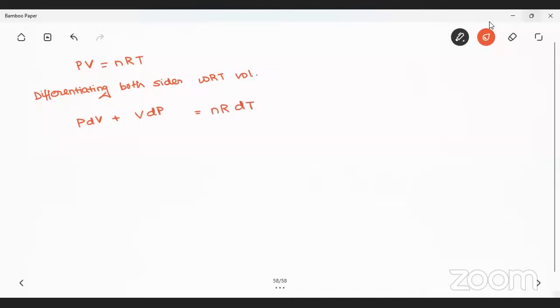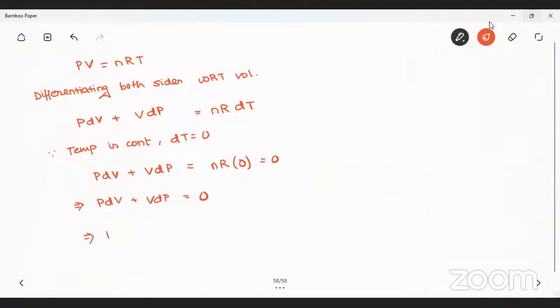nR is the constant. Since temperature is constant here, in the equation I said pressure and temperature are constant, so dT will be equal to 0. Therefore PdV plus VdP is equal to nR into 0, which is 0. So PdV plus VdP is equivalent to 0, so PdV is equal to minus VdP.